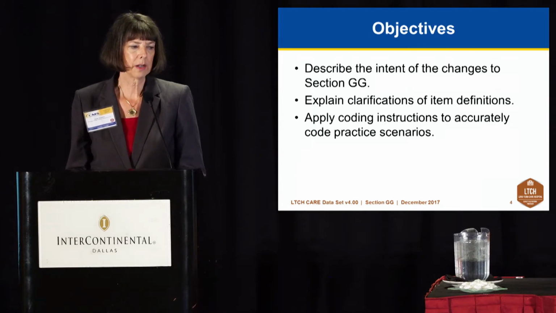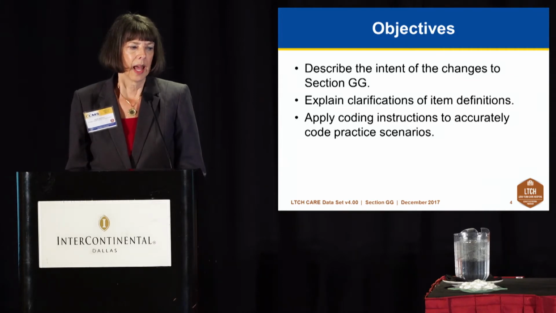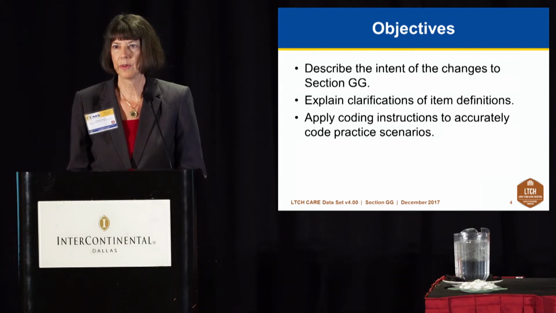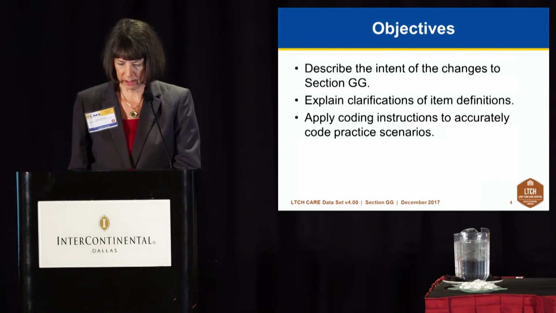And then we'll have an opportunity to review and practice using coding for various scenarios that we've prepared. So our objectives are to describe the intent of the changes that have been made from version 3.00 to 4.00, section GG, and explain the clarifications for those item definitions. We'll apply coding instructions to accurately code practice scenarios.